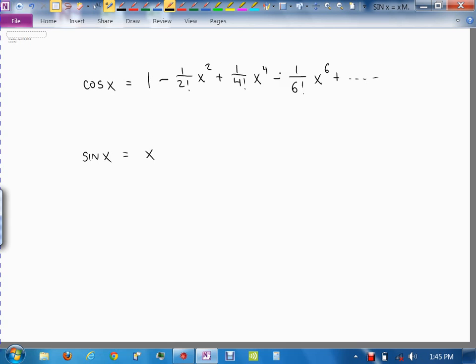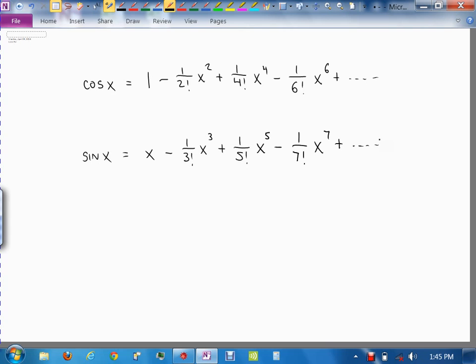Yes? Okay, what was the one I got from sine according to my work here? x minus 1 over 3 factorial x to the 3rd plus 1 over 5 factorial x to the 5th minus 1 over 7 factorial x to the 7th plus dot, dot, dot. Okay? Yes?